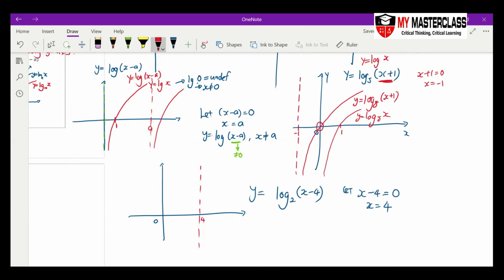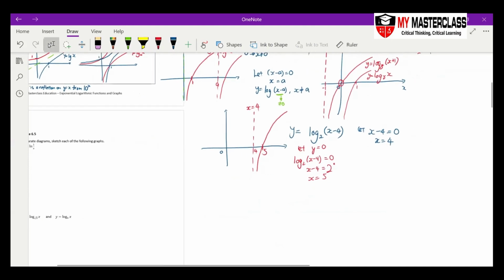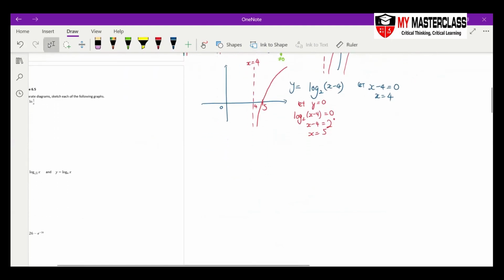All right, so how does the log graph look? The log graph will look like that. Okay, and then what is this intercept? You can let y equals to 0, log base 2 (x minus 4) equals to 0. So x minus 4 is equals to 2 to the power of 0, which is 1. So x is equals to 5. So over here you get 5. Always remember to label your asymptote.